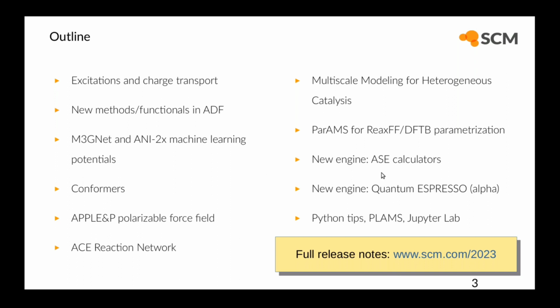We also have two new engines. One new engine is ASE calculators, and I'll explain what that is a bit later. Basically, it's an interface to external codes. And then we have a new engine, Quantum Espresso, in an alpha version, and I'll also explain what the benefit of that is. And finally, I'll finish up with some Python tips. The Amsterdam Modeling Suite is often quite convenient to use from Python, and I'll show you how to do that in case you're not familiar with it. And you can find the full release notes at this link, scm.com/2023.